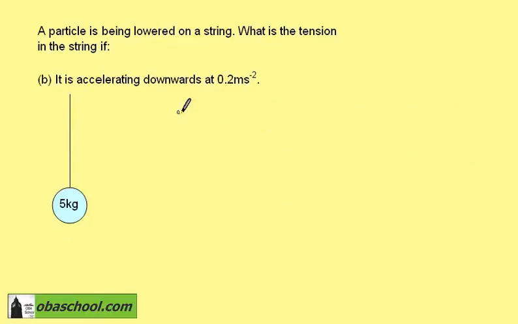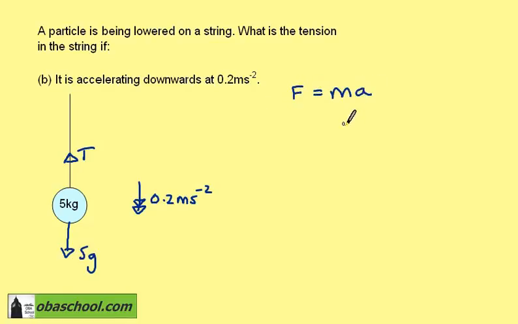Now we have the object accelerating downwards at 0.2 meters per second squared. The same two forces still apply, the 5g downwards and the tension upwards. However, now the object is accelerating in this direction at 0.2 meters per second squared. So there is now a resultant force. Remember, in F equals ma, the F is always the resultant force.